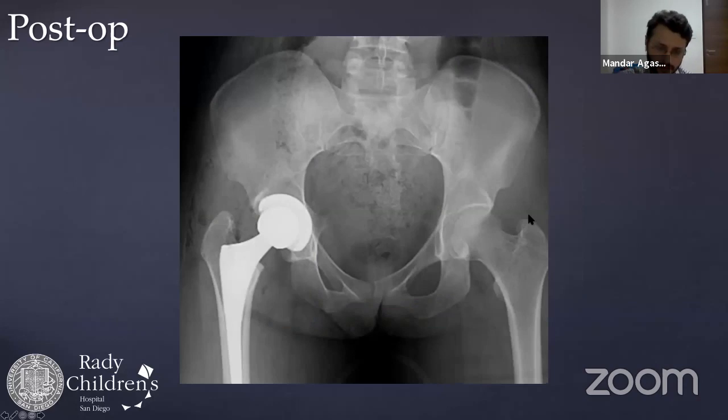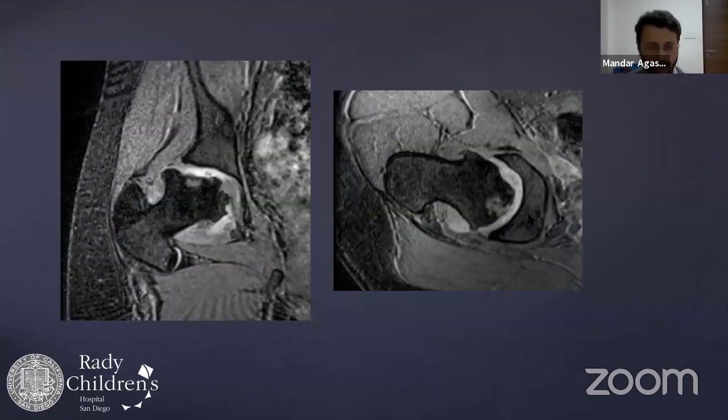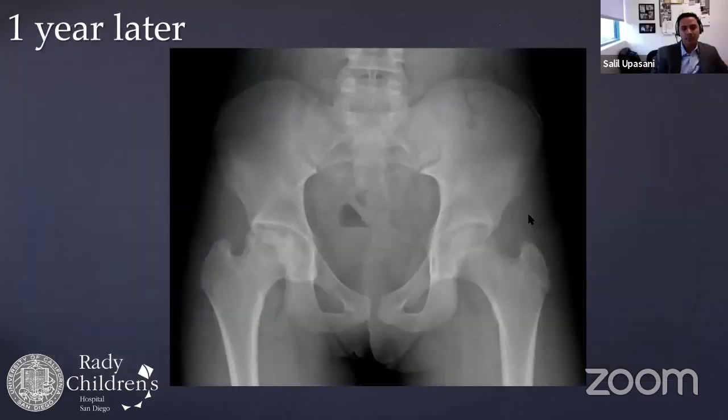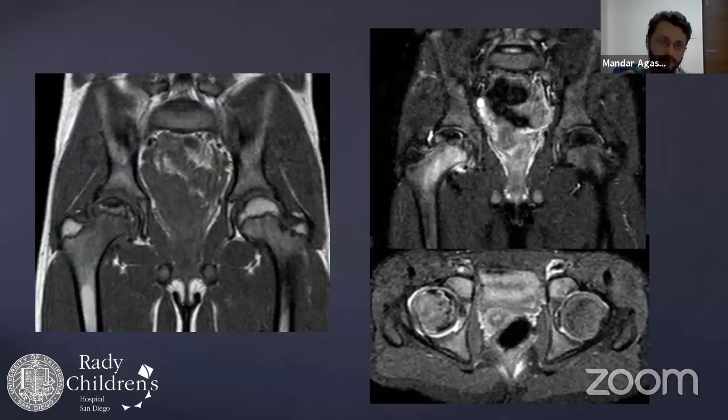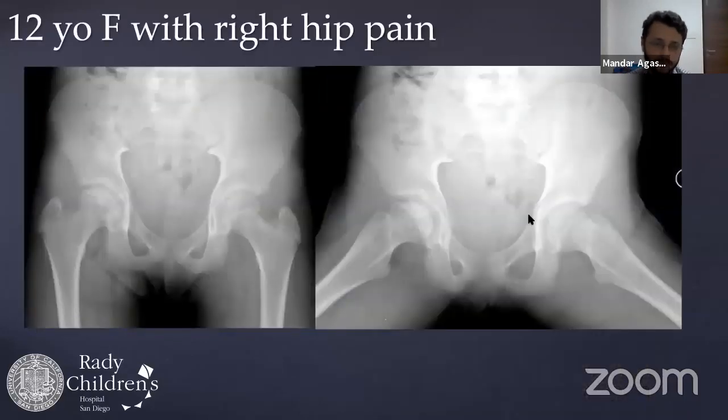So going back, Salil, can you go back to earlier, at the time of the first presentation? Would you have done something differently when she presented at Cincinnati? Would you have done something at 12 years in a female with this X-ray?